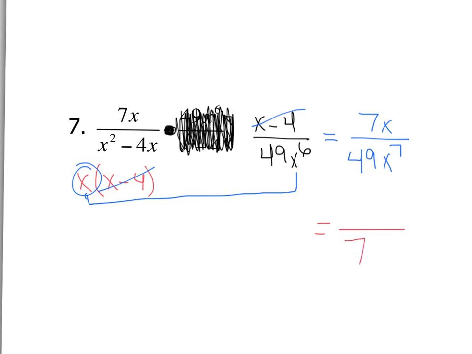Now with the variables, with division, when you divide variables, you subtract to the bigger side. So since the x to the 7th is bigger, I'm going to subtract the 7 from the 1. So 7 minus 1 is 6. Okay, and then since there's no top anymore, I put a 1. And that's it.